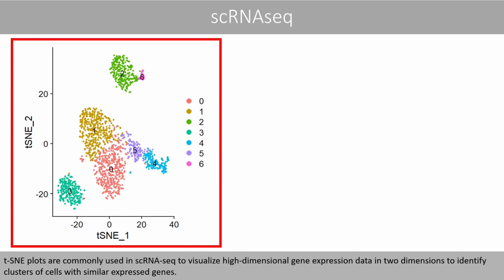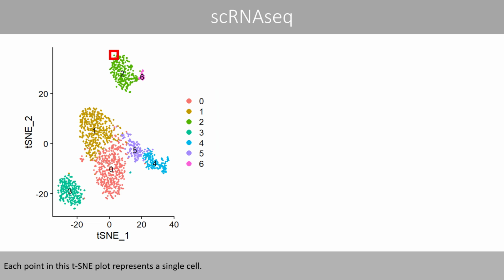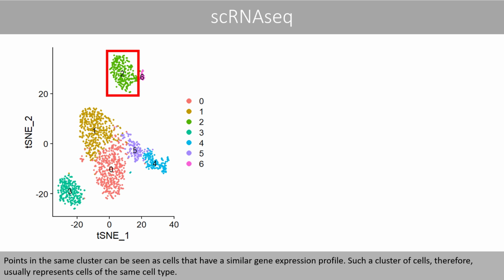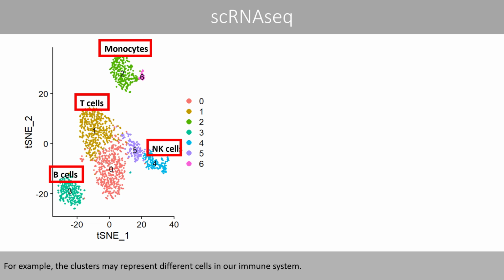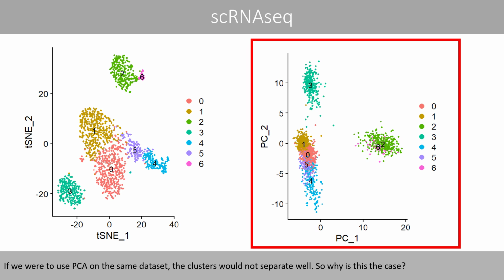t-SNE plots are commonly used in single-cell RNA sequencing to visualize high-dimensional gene expression data in 2 dimensions to identify clusters of cells with similar expressed genes. Each point in this t-SNE plot represents a single cell. Points in the same cluster can be seen as cells that have a similar gene expression profile. Such a cluster of cells therefore usually represents cells of the same cell type. For example, the clusters may represent different cells in our immune system. If we were to use PCA on the same dataset, the clusters would not separate well.